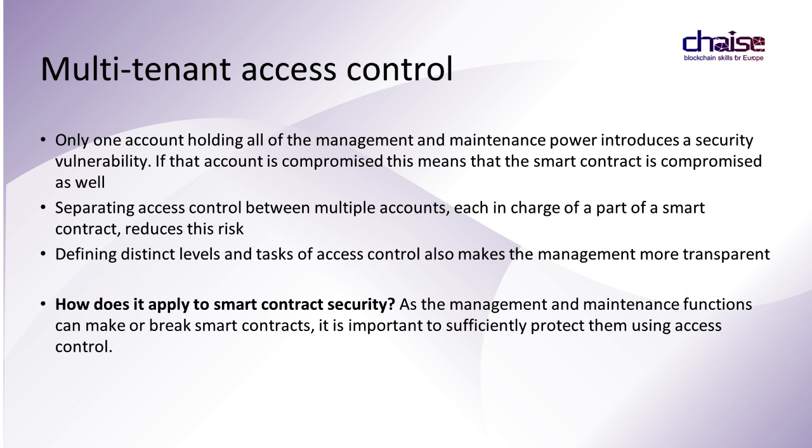Defining distinct levels and tasks of access control also makes the management more transparent. Clearly defining levels and tasks of access control allows for greater transparency of who can initiate what action and makes it easier for potentially malicious accounts to be held accountable for their actions. How does this apply to smart contract security? As the management and maintenance functions can make or break smart contracts, it is important to sufficiently protect them using access control.